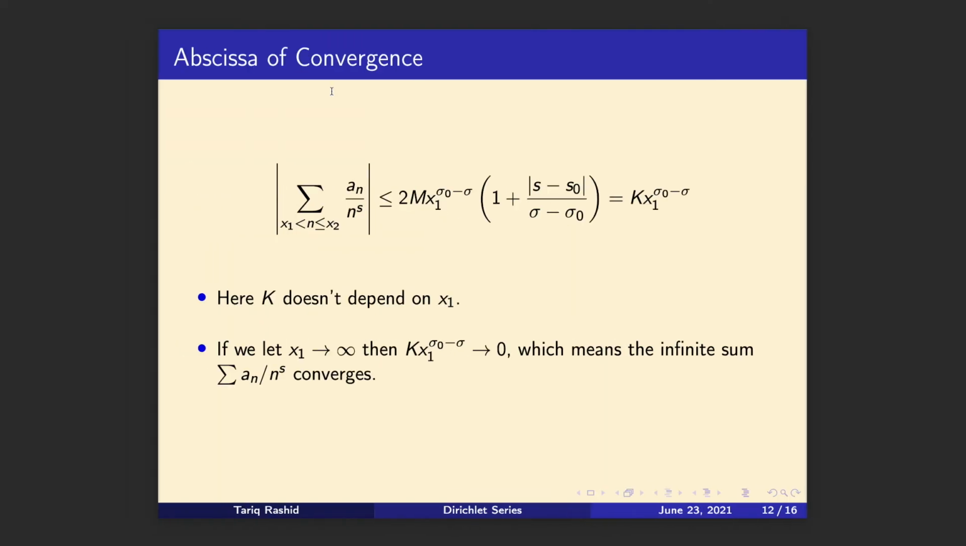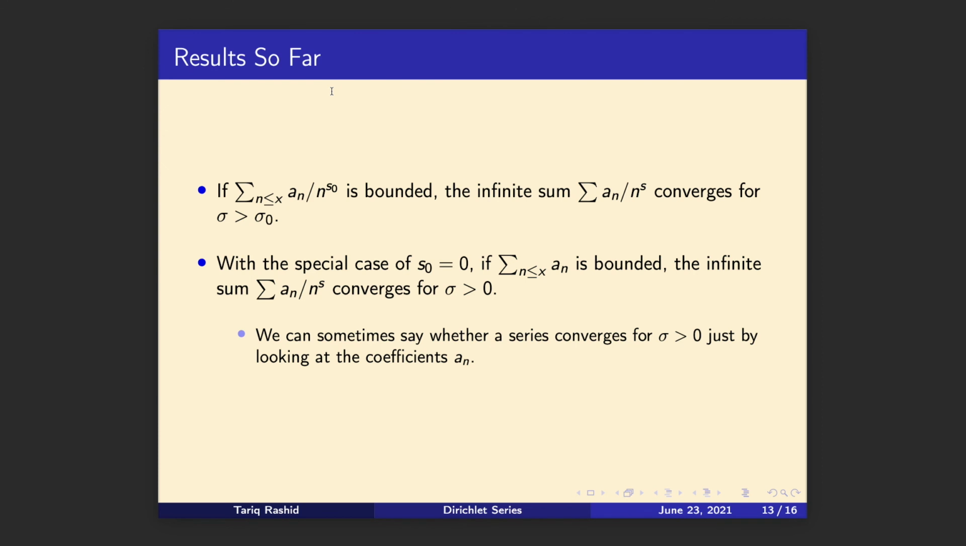Great. Phew, that was a lot of work. So let's take a breather and summarize the results. So, we've said, if a Dirichlet series up to x, so it's not up to infinity, actually it could be, x could go up to infinity, if it's bounded at S0, then the Dirichlet series converges for any point to the right of it. That's the main takeaway.